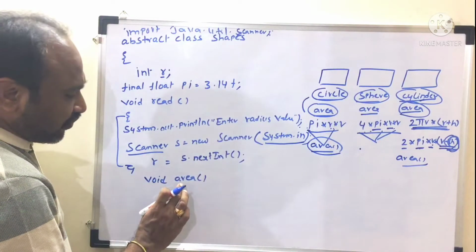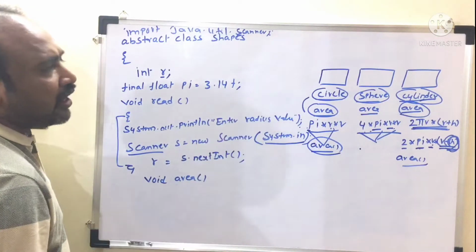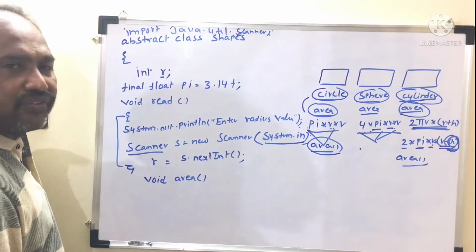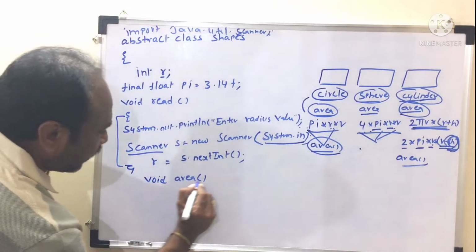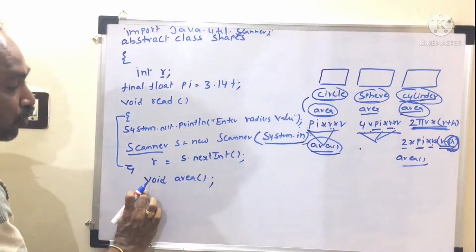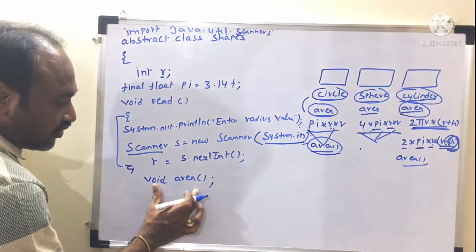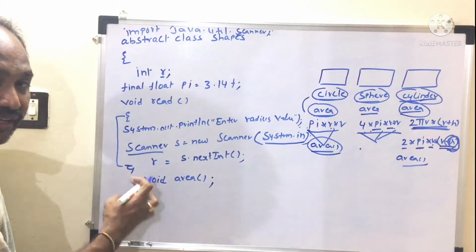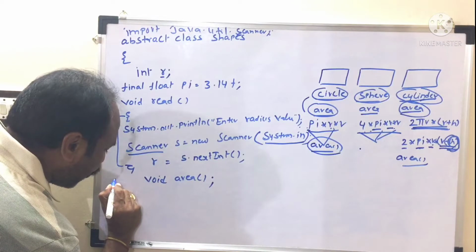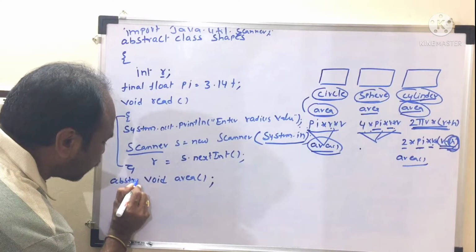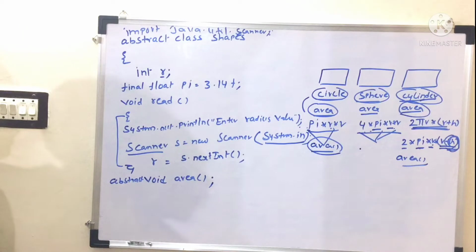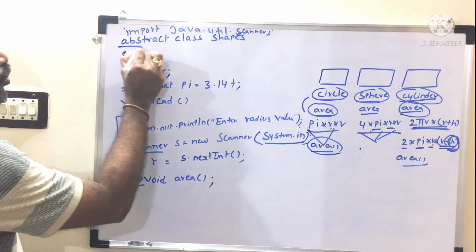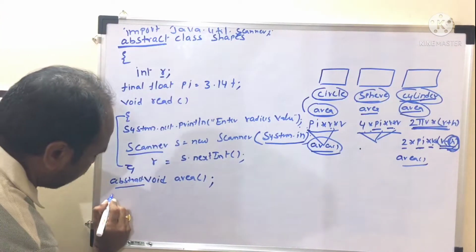In case of circle, it will find the area of the circle. In case of sphere, it will find the area of the sphere. In case of cylinder, it is going to find the area of the cylinder. Okay. void area semicolon. So only a declaration, no statements. If a class contains at least one abstract method, it is our responsibility to declare this method as an abstract method. And if a class contains at least one abstract method, we have to declare that class also as abstract.